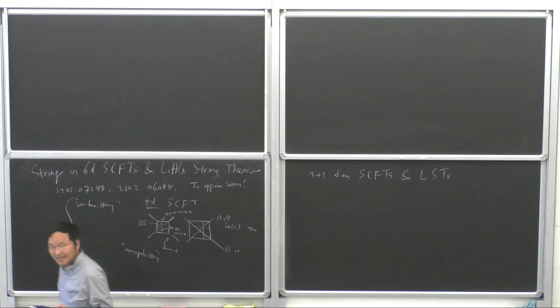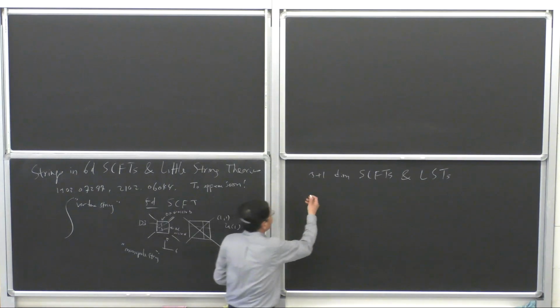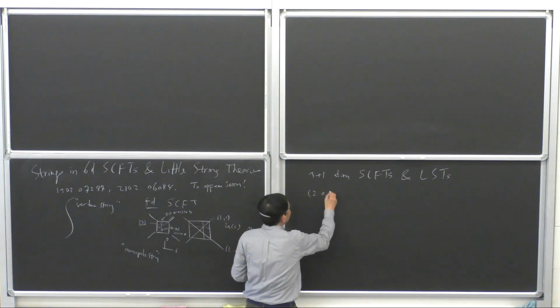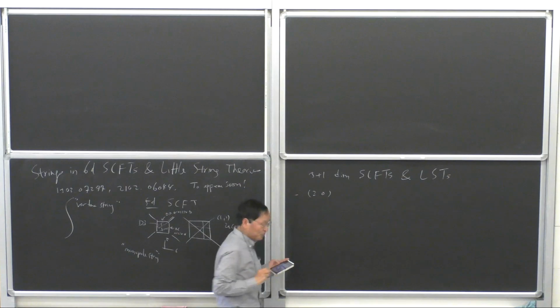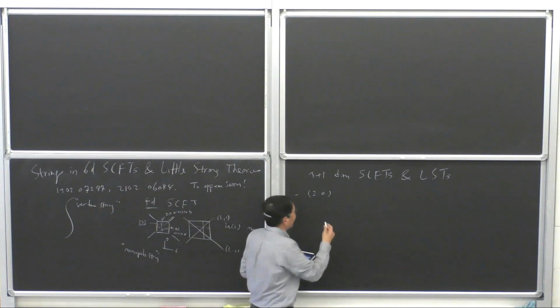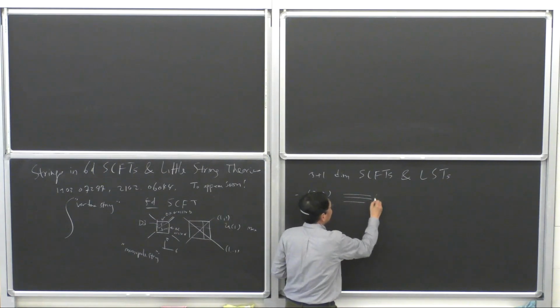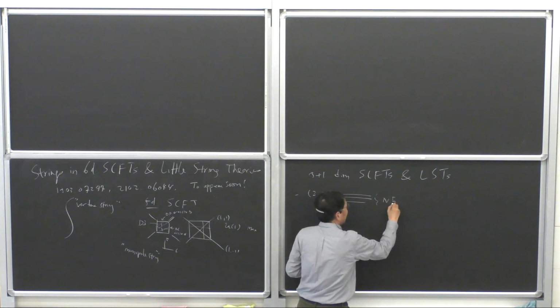Superconformal field theories and little string theories. Those theories are supposed to be UV completions of, say, higher dimensional quantum field theories without gravity. For example, in superconformal field theory, one can have only (2,0) supersymmetry, and that arises naturally from, say, M5 branes.